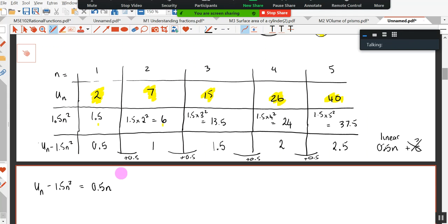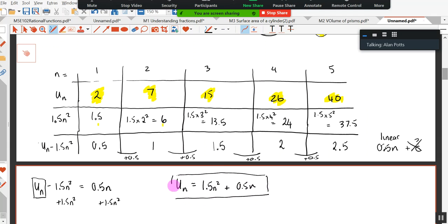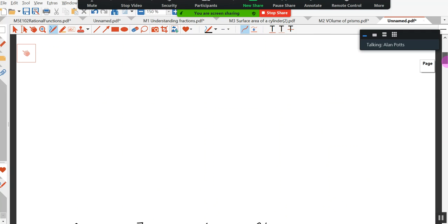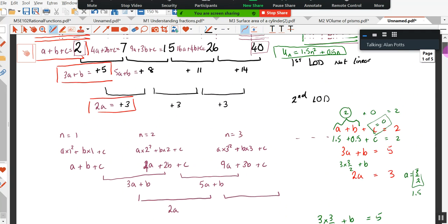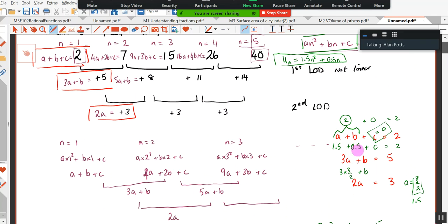Okay, so now it's just a case of rearranging it. I'm going to make un the subject. So I'm going to say un equals, I'm going to add 1.5 n squared to both sides, and I'm going to have it as 1.5 n squared plus 0.5 n. And I think if we go back and check, that's what I ended up with up here anyway, didn't I?